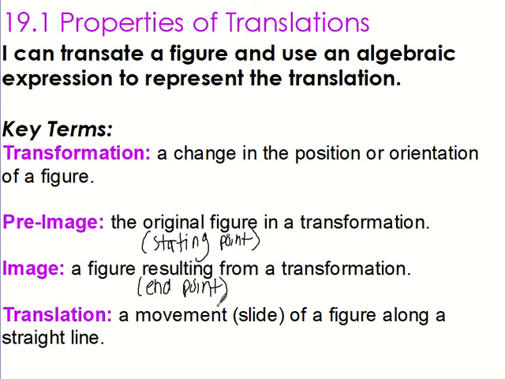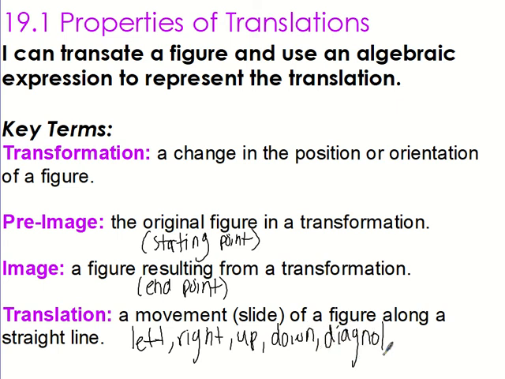And so the main one we're going to do on this note taker is translation. It's a movement, what we call a slide of a figure along a straight line. So it's just left, right, up, down, and then you can do two of them to make it go diagonally. Okay? So we can do left, right, up, down, and diagonal. I probably spelled that wrong.